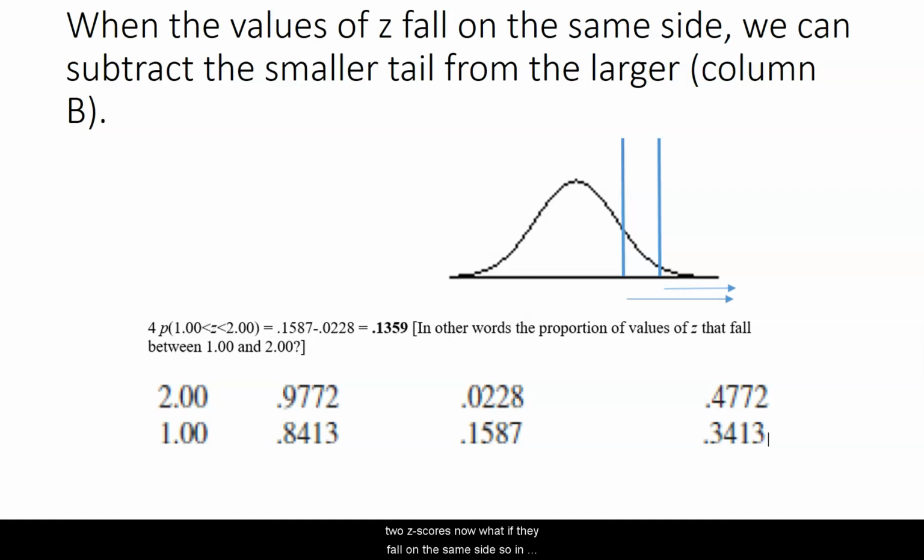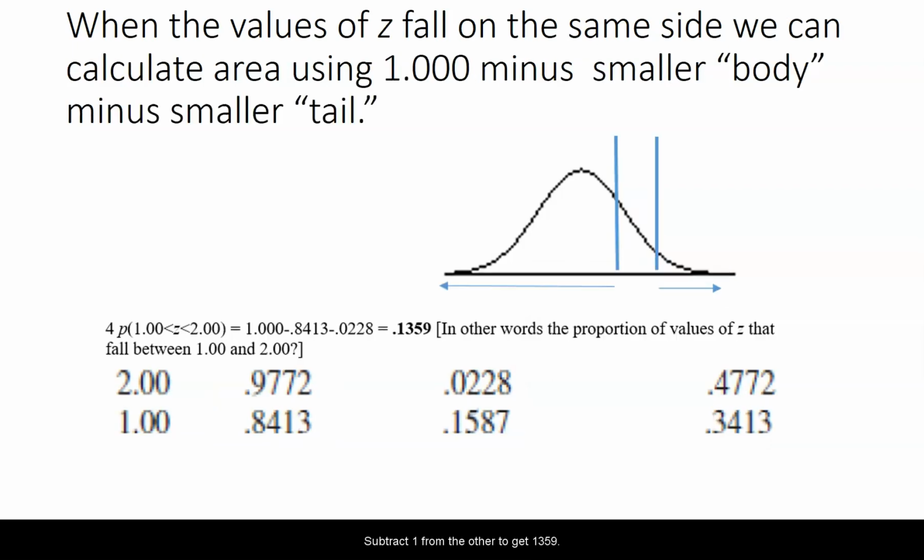And sure enough, a huge majority falls between those two z-scores. Now, what if they fall on the same side? In this case, I'm asking what proportion falls between 1 and 2 standard deviations above the mean. You'll remember, again, that we have 3 different ways of doing this, of which you're happy to just pick one. I could subtract the smaller tail from the larger, and it will always be a positive value. The larger tail is .1587, the smaller one's .0228. Subtract one from the other, you get .1359.